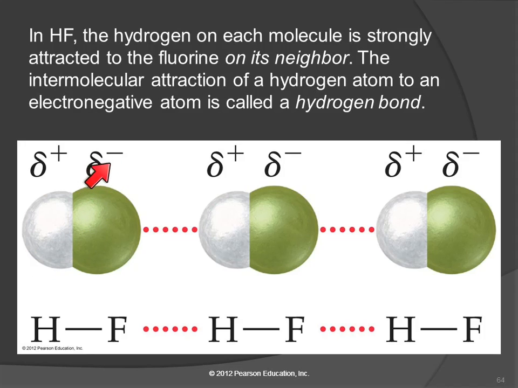This partial negative charge is not -1, but it's closer to -1 than if this were a less electronegative element. That negative charge attracts this positive charge. So it's the same idea as the dipole-dipole forces, it's just that the charges are a little bigger, and so the force of attraction is stronger. And we call it a hydrogen bond.